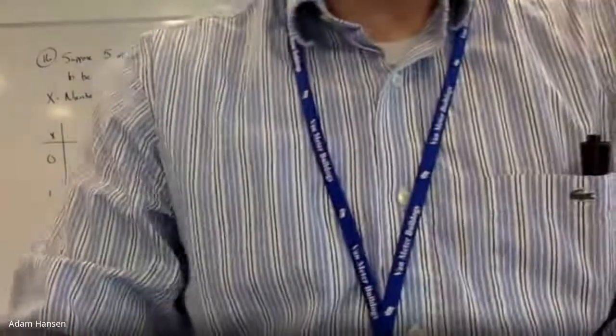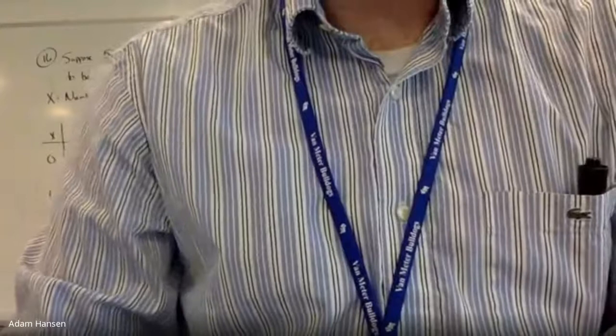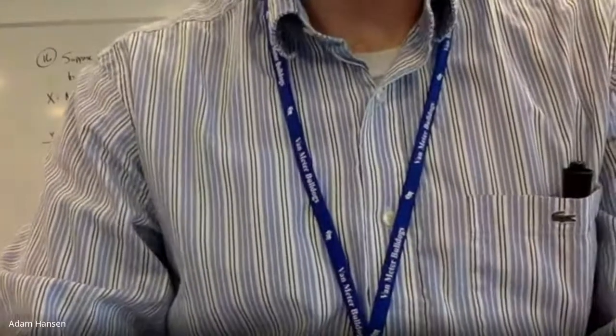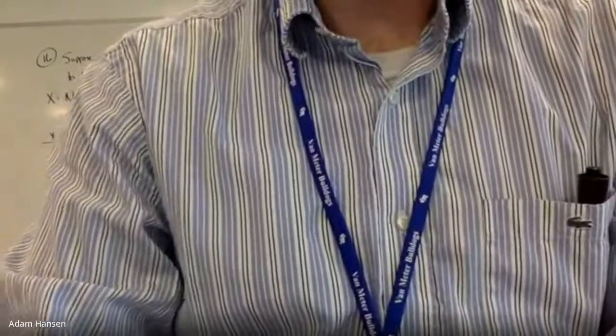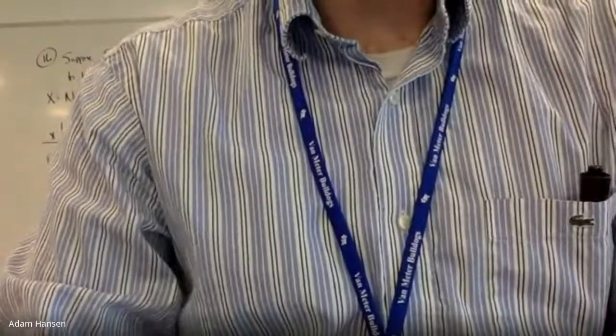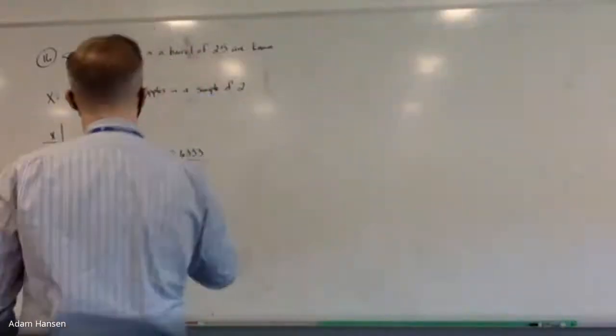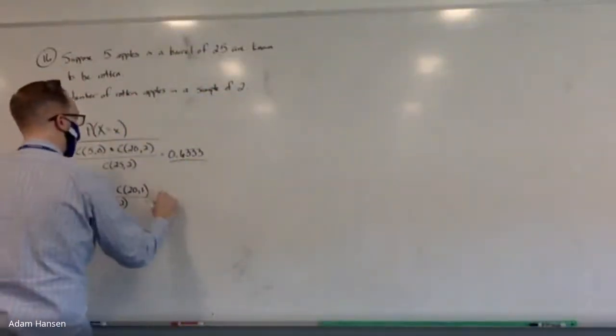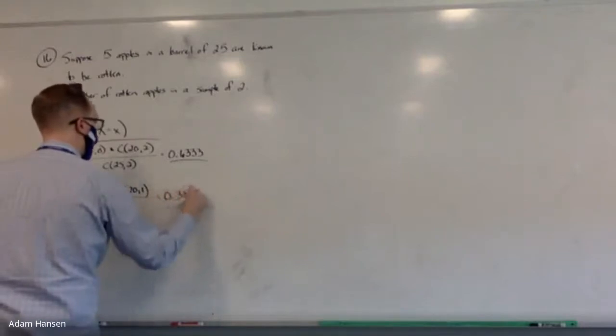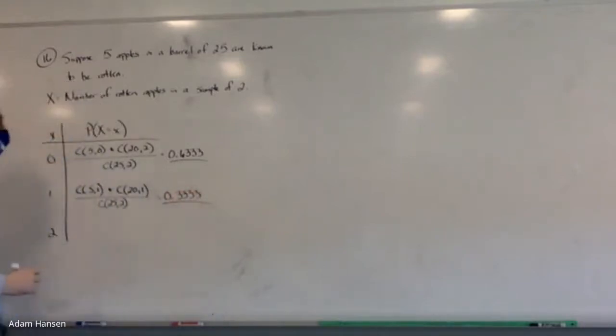So if I type this in, one-third, 0.333. I have a 1 out of 3 chance of getting 1 of the 2 apples that I pull out to be rotten.